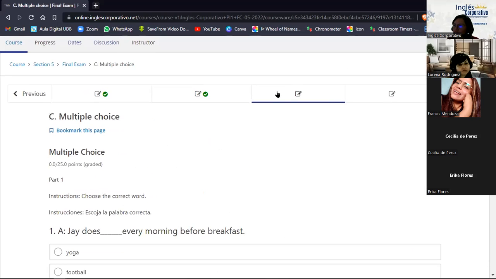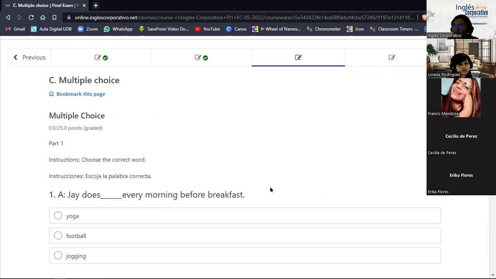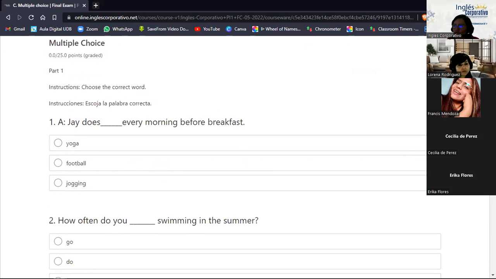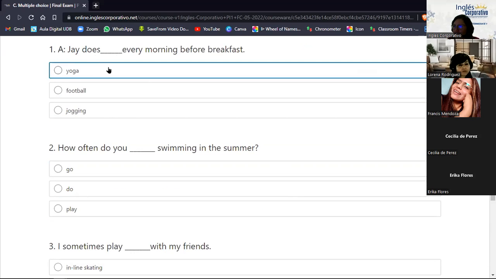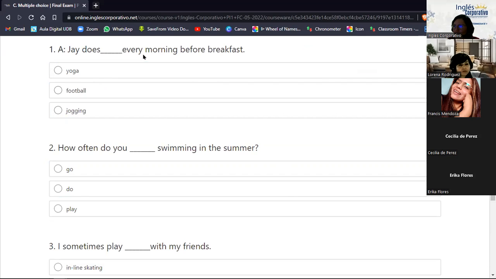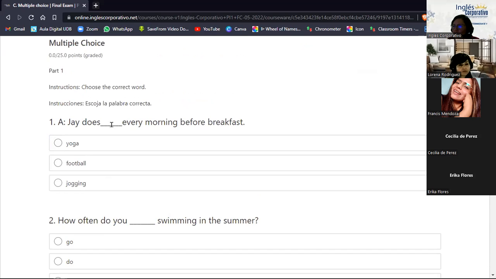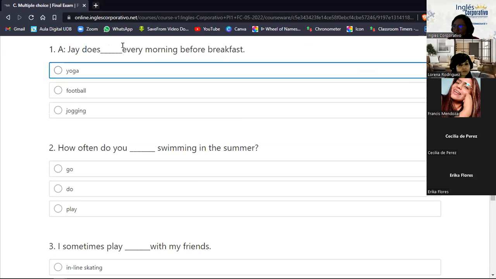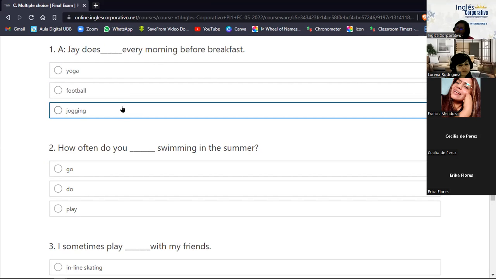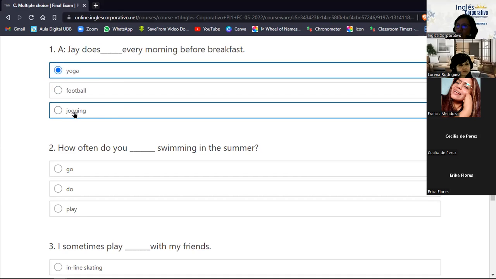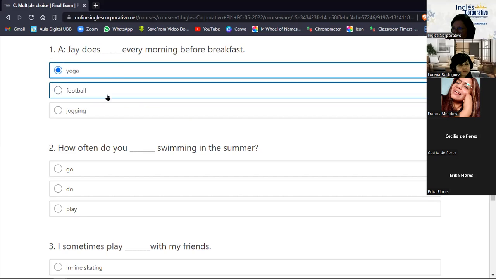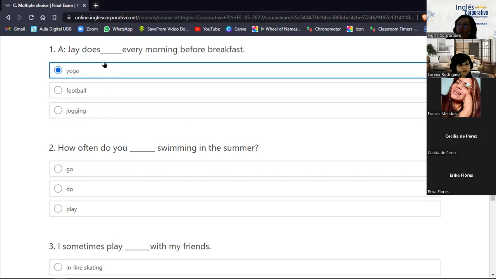Then, in letter C, right, we have multiple choice, and it says instructions, choose the correct word, right? So here we have J does yoga, football, or jogging every morning before breakfast. So what will be the proper expression? Does yoga, does football, or does jogging? Yoga. Exactly, right? Do yoga. Football, you play football. Jogging, you go jogging, right? So in that case, we need to be very careful whenever we're talking about sports because not all of them are expressed in the same way.